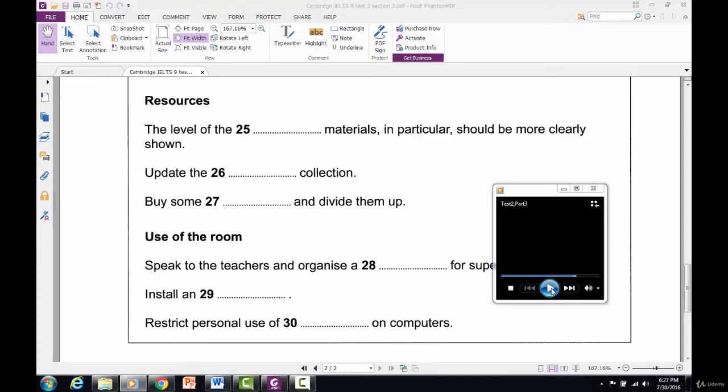All right. The next answer is workbooks. She said, how about introducing some workbooks? Introducing, I guess in a British way, is the same way of saying buy some. Introducing some workbooks and break them up. Break them up is a synonym for divide them up. So the correct answer is, they said introduce some workbooks and break them up. So the correct answer is workbooks.